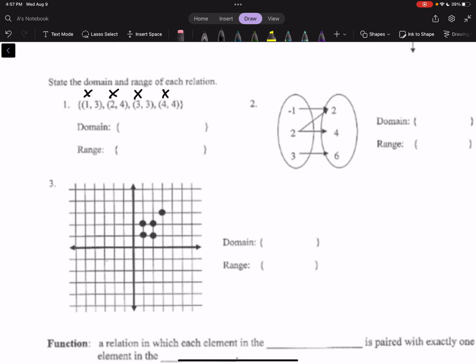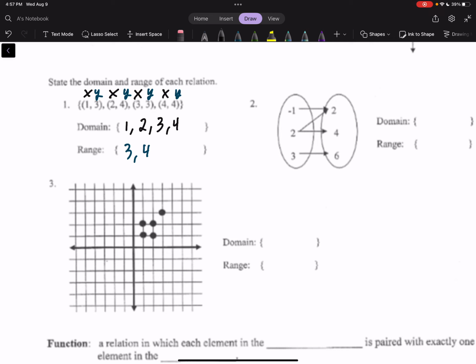But the domain for the first one is the x values. I'm going to just drive this home one last time. 1, 2, 3, and 4. The ranges are y values. 3, 4, 3, 4. I want you to notice something. This last 3 and 4, it's obsolete. There's no reason to have it in this. We only need a 3 and a 4 one time. There's no point in listing it twice. So there's our range.